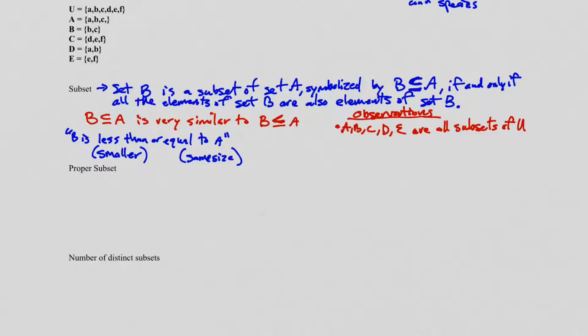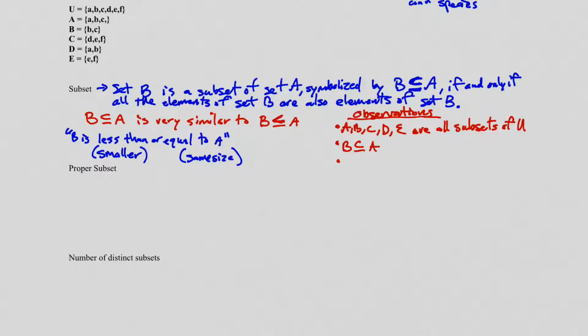We can also see that what we stated before is true: B is a subset of A. B is smaller than A, and B has everything that's in A. B and C are in A.